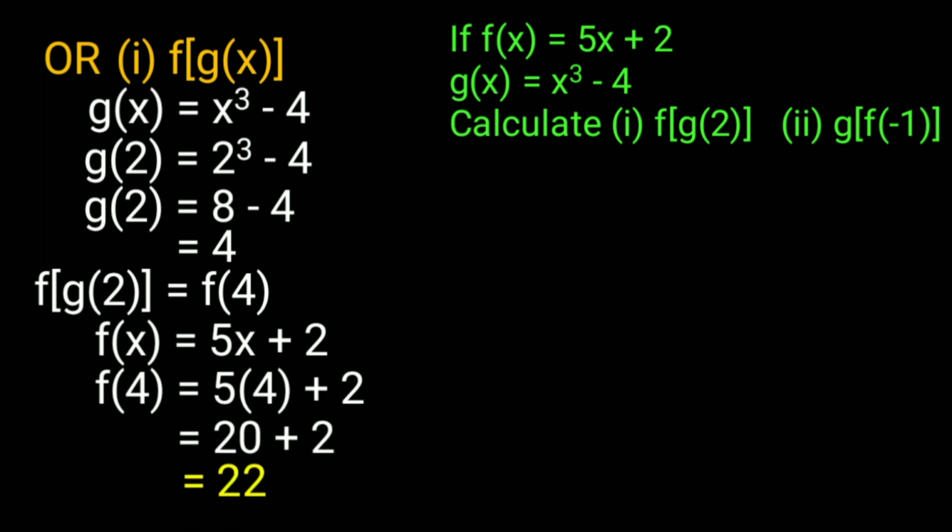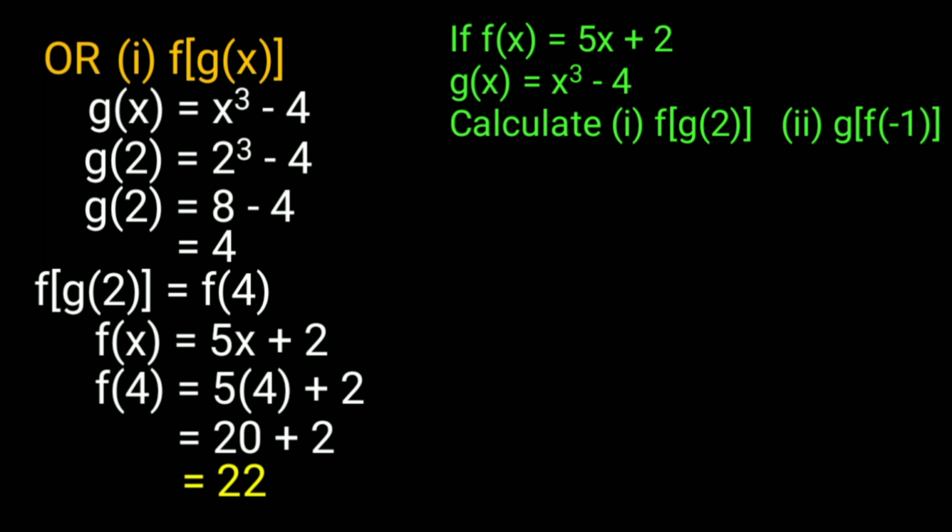And then our answer is 22. You can see that this method is way shorter than the first method we used there. So everything about a function or a composite function is all a matter of substitution. So it's a question of substituting one function into another function. Then let's take a look at the second question we have there.